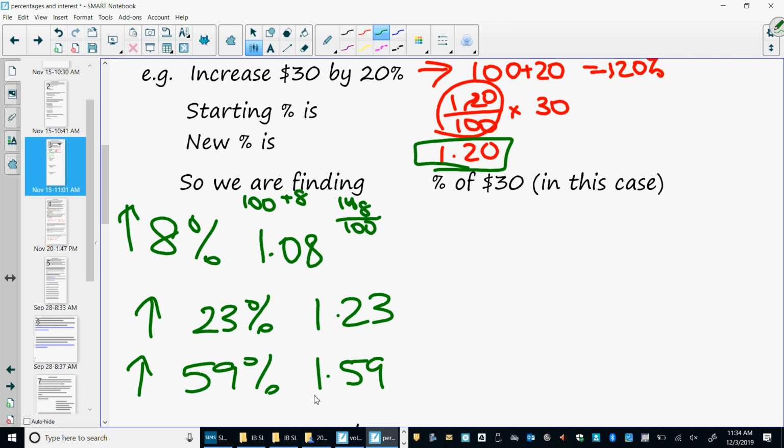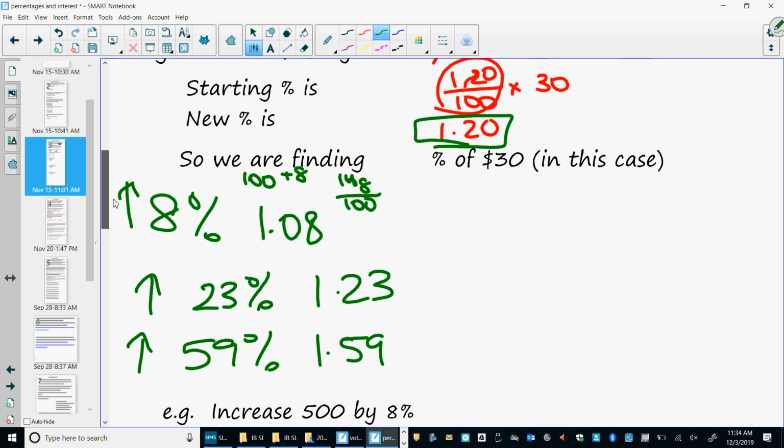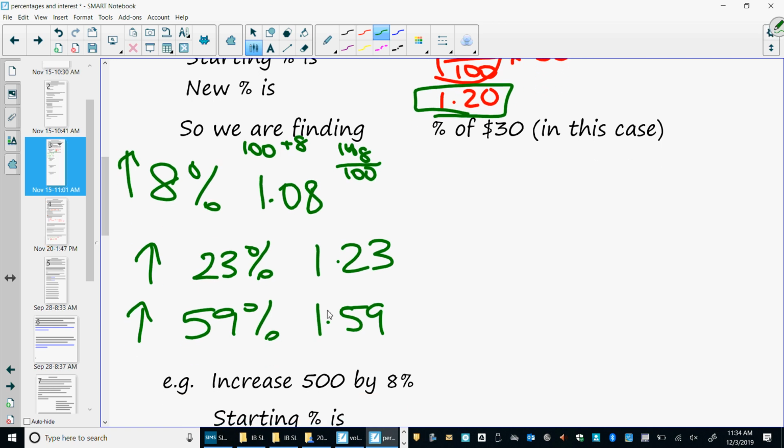Because we're increasing it, you're always going to make sure that you've got more than 100%, because the value is always going to be bigger. So you're always going to multiply it by 1 point something.